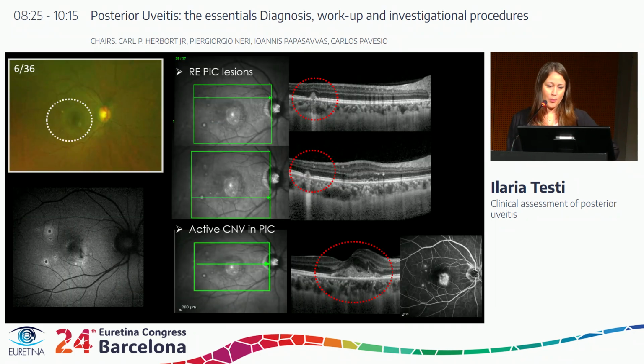Again, another case of PIC. In this case, make sure not to confuse active inflammation with complication. If you look at the color picture, you see you have two very small yellowish lesions temporal to the fovea. And when you perform an OCT scan on the lesion, you can see that there is an RPE elevation, and this is quite suggestive, again, of an active inflammatory lesion. However, if you look carefully, there is another more fluffy lesion nasal to the fovea, and when you run an OCT scan over it, you see that this is not an inflammatory lesion, but this is a CNV. So make sure not to confuse the two.